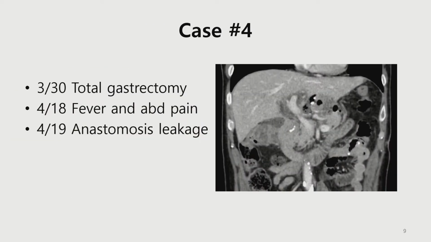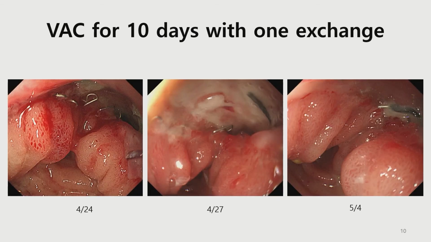Similarly, also in cases of anastomotic leakage following gastrectomy, endoscopic vacuum treatment can be applied. This patient visited the ER due to fever and abdominal pain, and CT scan showed anastomotic leakage findings. Anastomotic leakage was confirmed endoscopically, and endoscopic vacuum treatment was applied. 3 days later, leakage was improved. 1 week later, anastomotic leakage was completely healed. Although during endoscopic vacuum treatment, NPO was necessary, the period of treatment seemed to be shortened compared to the other option like covered stent insertion.